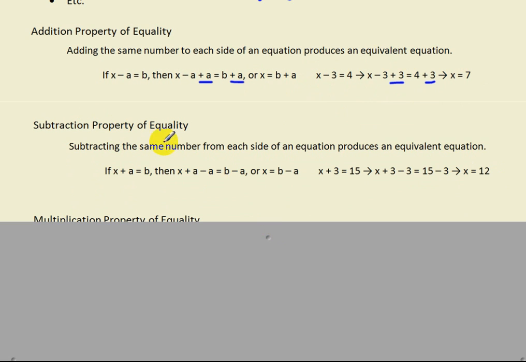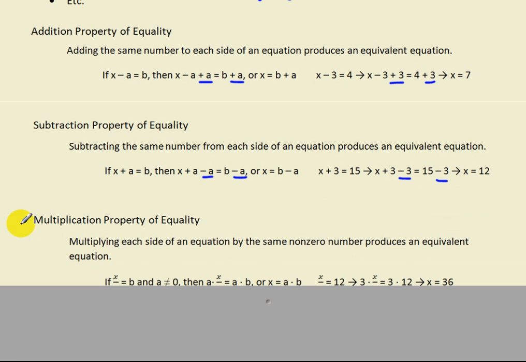The subtraction property is very similar, that we can subtract the same number from each side and get an equivalent equation. So if we have x plus a equals b, we can undo the addition by subtracting a from each side, and we end up with x equals b minus a. Or using numbers, x plus 3 equals 15. Undo that addition by subtracting 3. We have to do that to both sides, and we end up with x equals 12.